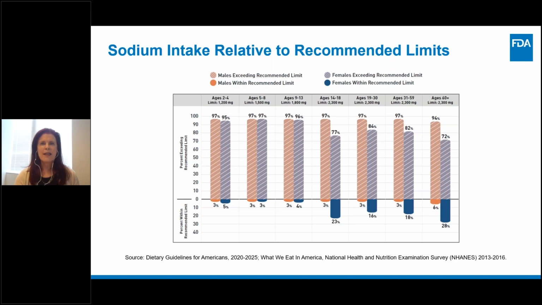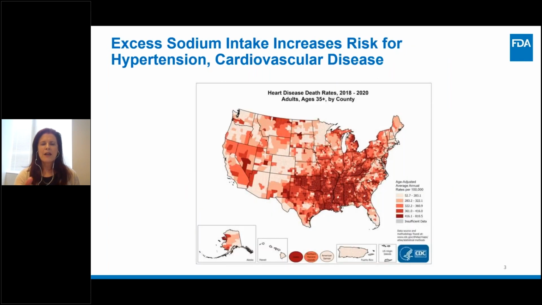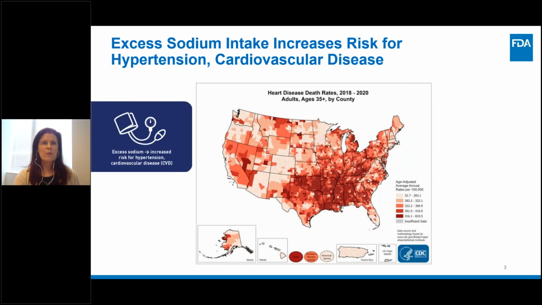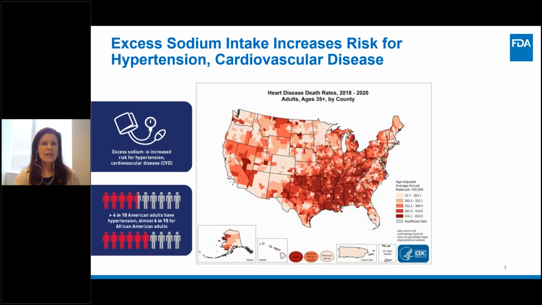So we vastly exceed still our limits for sodium. And the reason this is an issue is because of the link between excess sodium intake and hypertension and cardiovascular disease. Almost 47%, 46.7%, over more than 110 million adults in the US has hypertension, and African American adults are disproportionately affected, almost 60% of African American adults.